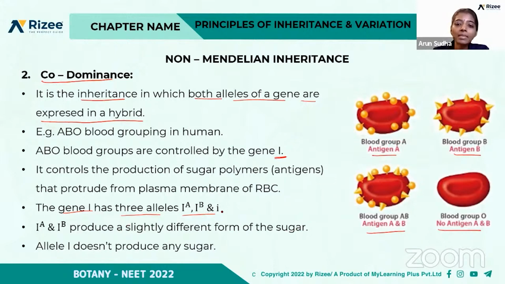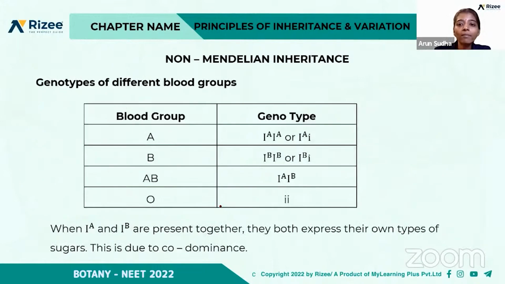Okay, but this allele i, which is represented as a small letter, does not produce any sugar. So for example, this blood group O, they don't have any sugar.